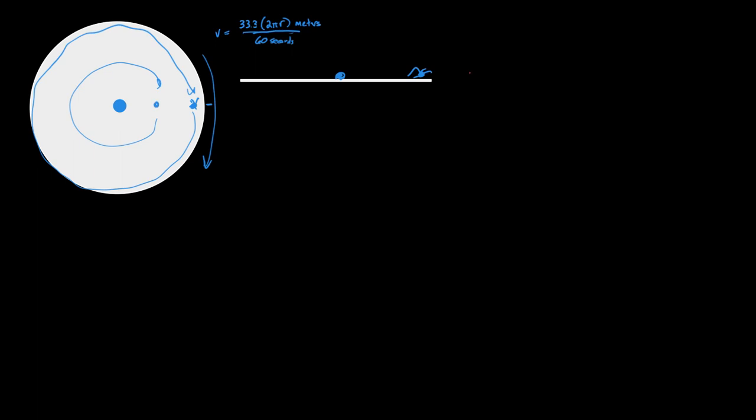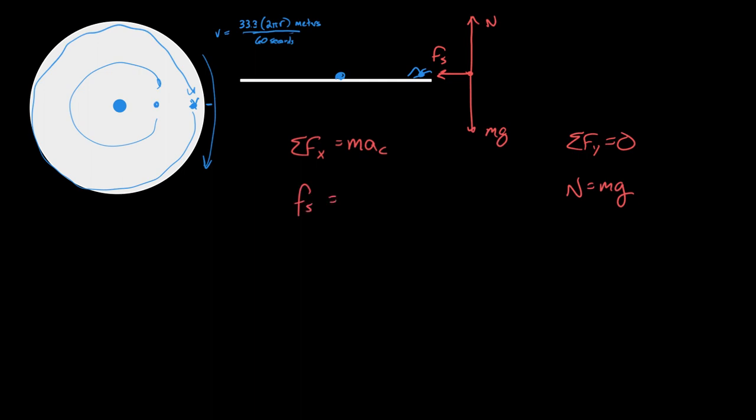There has to be a force this way on the spider. That's got to be from static friction. The spider's got weight and normal force. Good to keep going? Net force in the x direction has to equal ma. Net force in the y direction has to equal 0. Normal equals weight. And friction equals mv squared over r. We're going to have to get v from there.